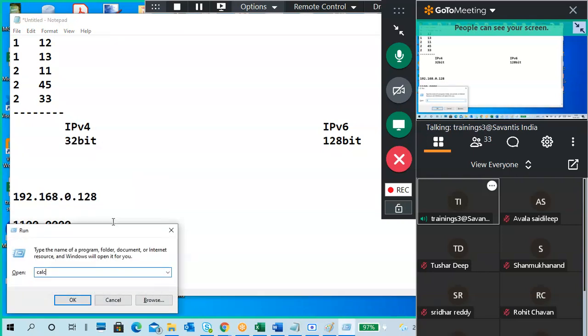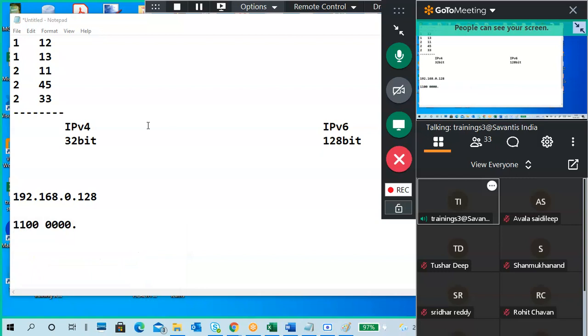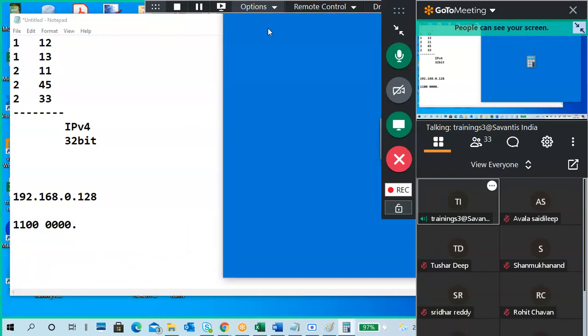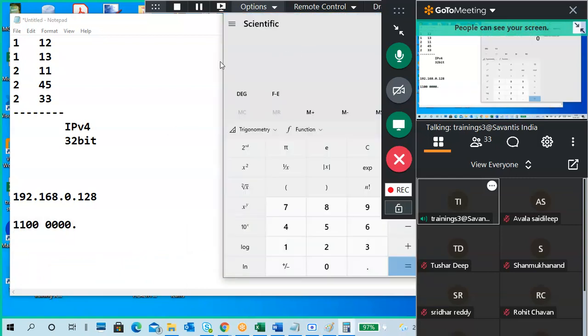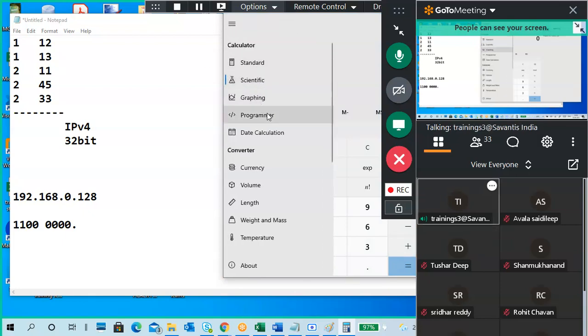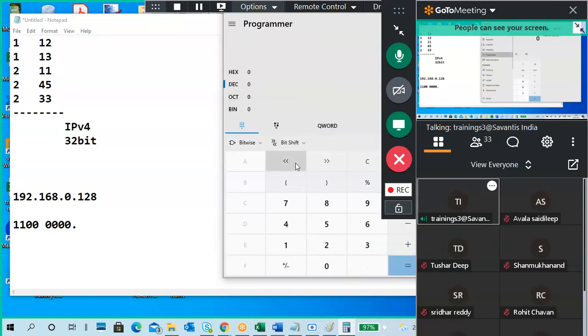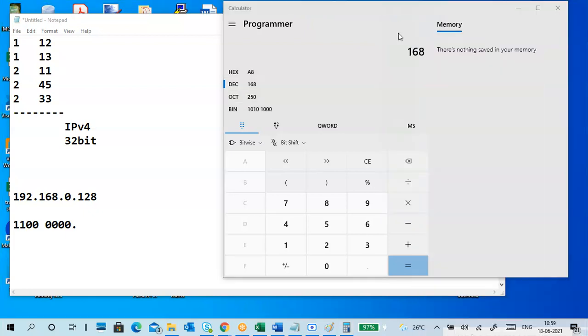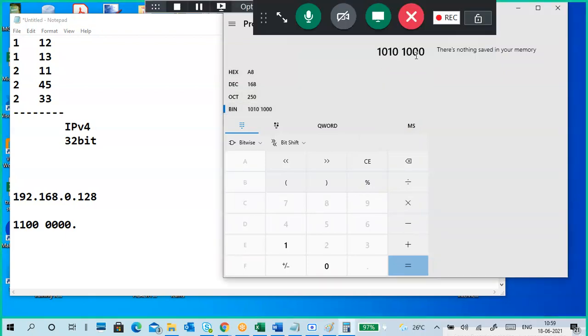So 168 you have to convert into binary. I don't remember 168, so I don't take much time on conversions. We don't spend much time on it. I will tell how to convert it also, if possible. 168 in binary is 10101000. This is the number in binary.